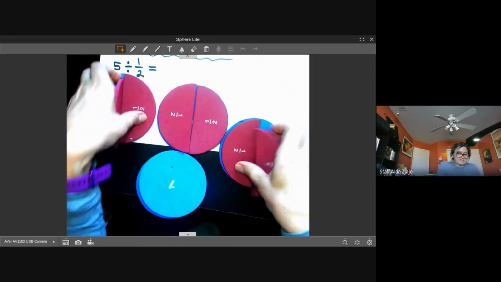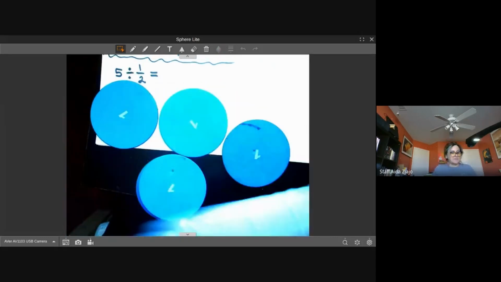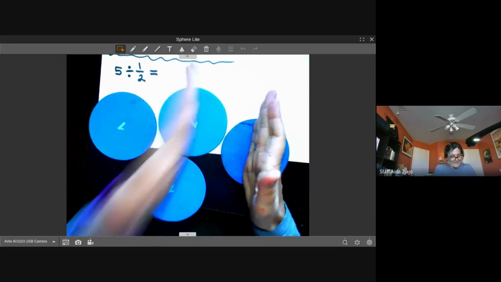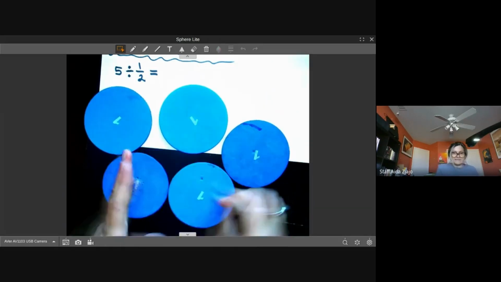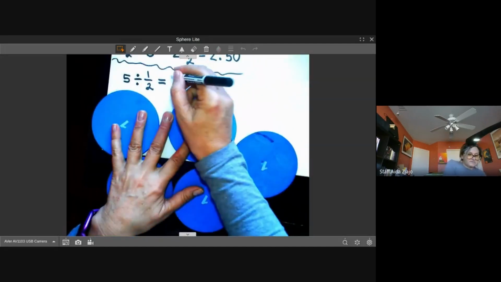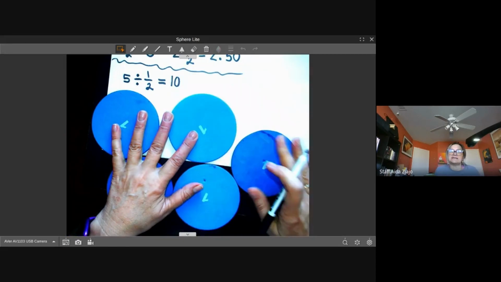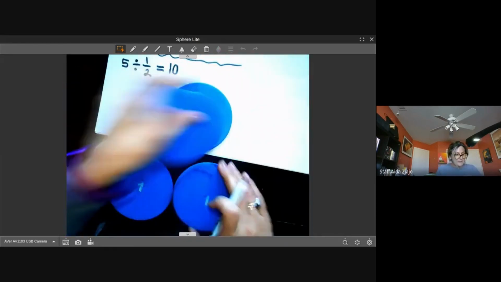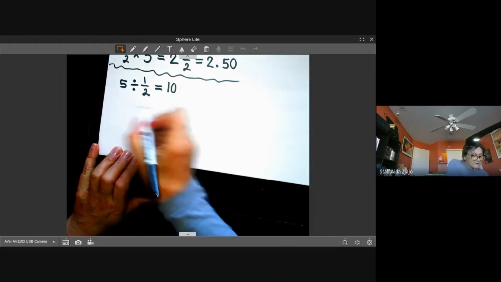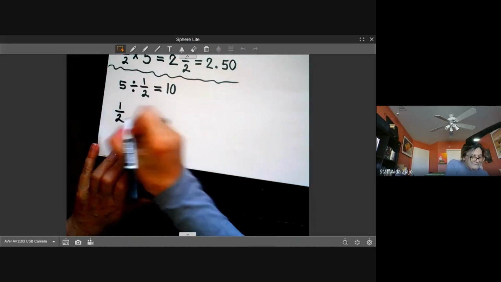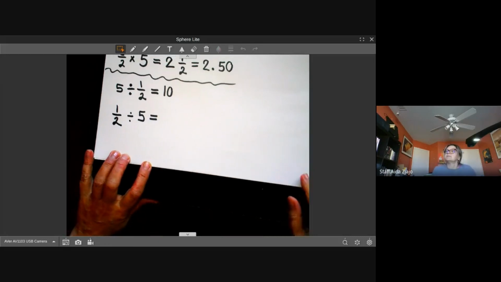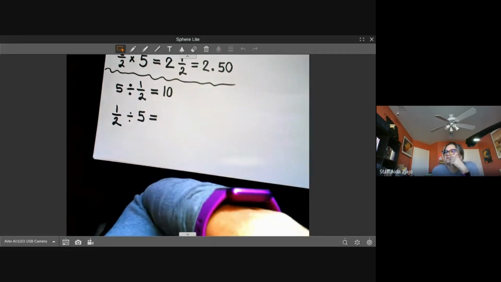But it's important that you picture this whole cutting in half, cutting in half, cutting in half, cutting in half, and then you get 2, 4, 6, 8, 10 halves. So that is equal to 10, because that is 10 halves actually. But then we have a different problem if I ask you 1/2 divided into 5. That will make a different story.